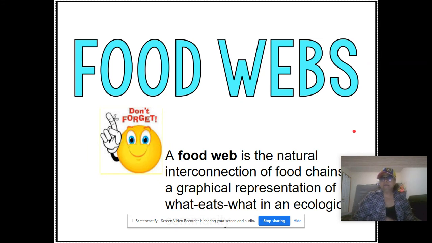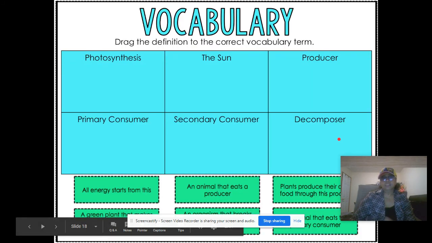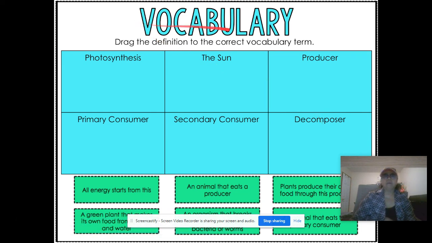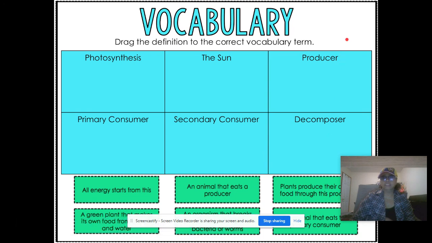Now, another slide would be about food webs. So don't forget a food web is the natural interconnection of food chains, or it's just a graphical representation of what eats what in a given ecosystem. So set of words here, vocabulary. Again, drag the definition to the correct vocabulary terms. So all energy starts from this. What could that be? Is that photosynthesis? If that is true, then you place it there, or maybe not. Is it the sun? Go there. And producer, your call. You decide.